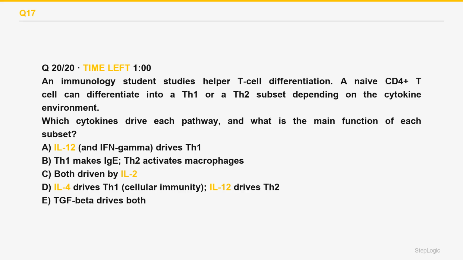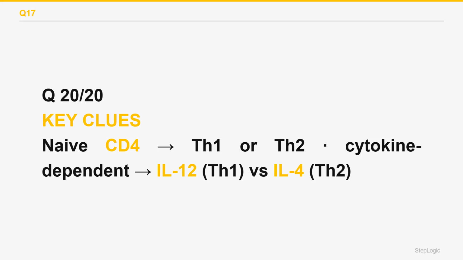Which cytokines drive each pathway, and what is the main function of each subset? An immunology student studies helper T-cell differentiation. A naive CD4 plus T-cell can differentiate into a Th1 or a Th2 subset depending on the cytokine environment. Read the command: which cytokines drive each and their functions. IL-12 and interferon gamma, Th1, macrophage, cellular; IL-4, Th2, B-cell, IgE, allergy.